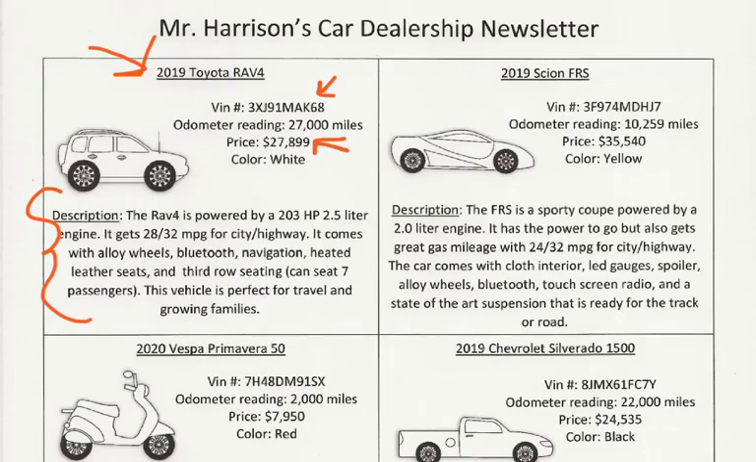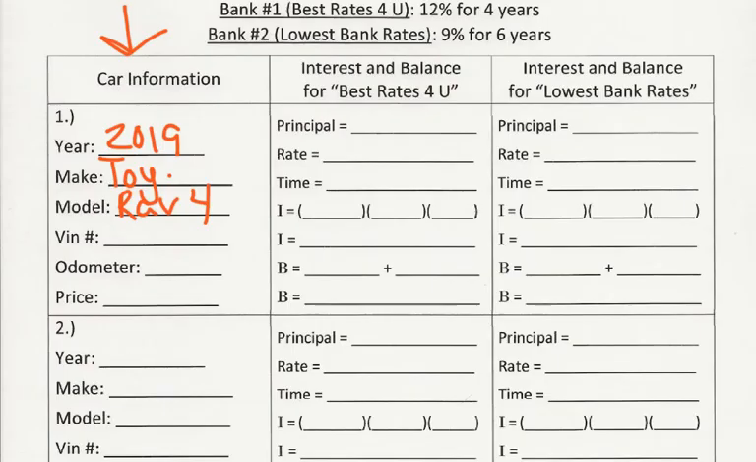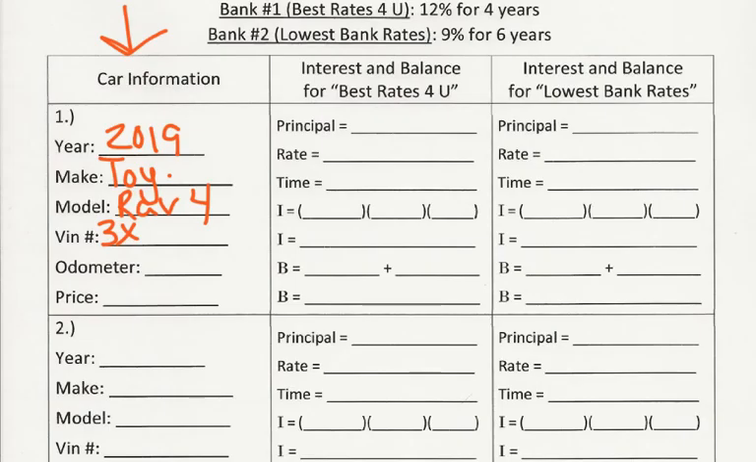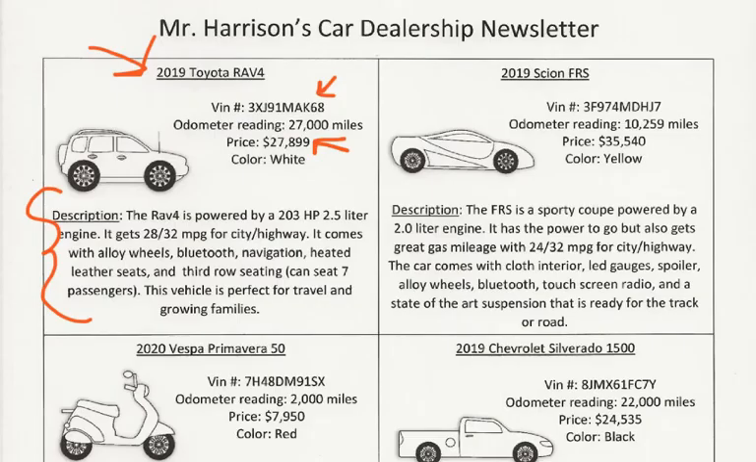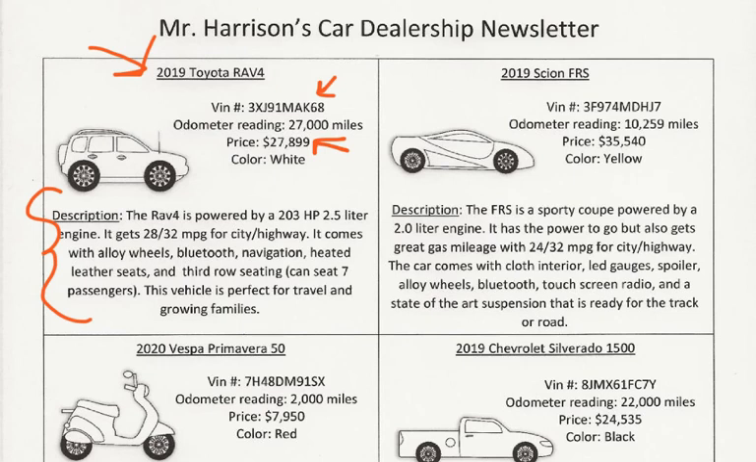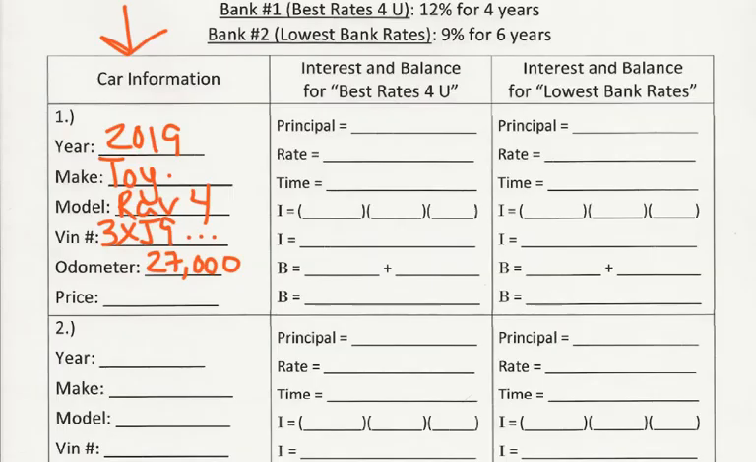Okay. Now, what you have to do is you also need to list the VIN number. So in my case, it's 3XJ9, blah, blah, blah. Odometer reading, so that's how many miles are on the car. So this would be 27,000. And then the price is 27,899.